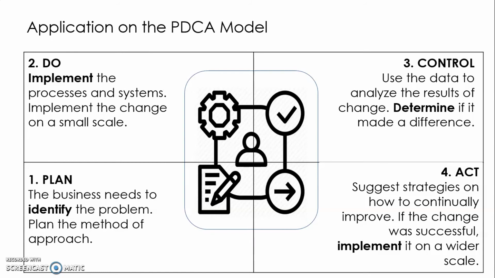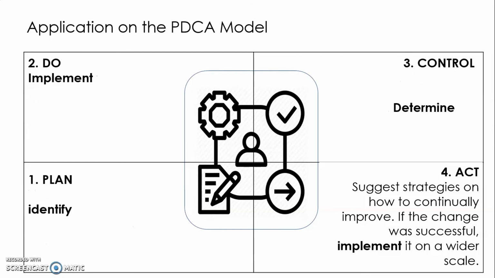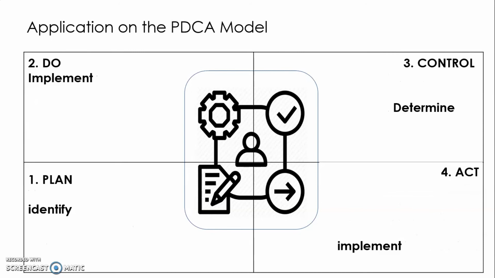Let's remove most of our content now. And we are left with the keywords identify, which goes with plan, implement, which reminds you of do, determine for control, and implement again, but this time with act. Now I will remove the keywords. We are left only with plan, do, control, and act.